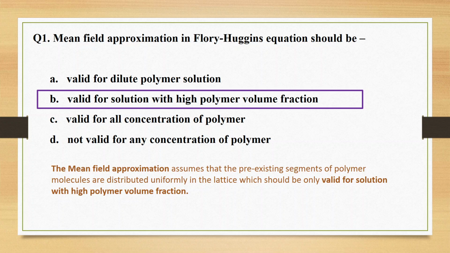Suppose you have 10 boxes and you are supposed to divide 2 apples in that, how are we going to do that, right? So obviously the higher the concentration of the polymer, or the higher the polymer volume fraction, the more you will be able to distribute them uniformly. So that is the condition for mean field approximation, and do remember that is one of the drawbacks of the Flory-Huggins equation as well. They considered the mean field approximation, but the whole equation was derived for dilute polymer solution, okay. So that was one of the drawbacks of the mean field approximation.